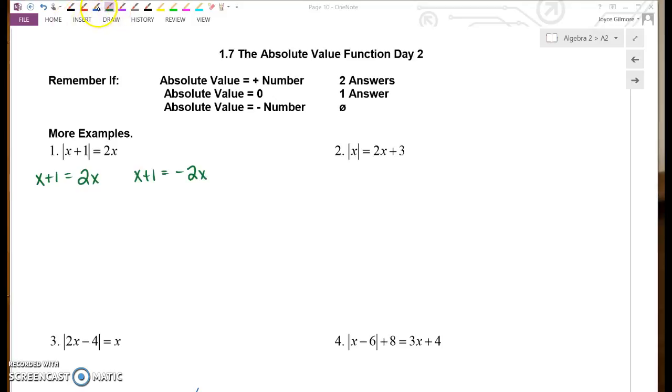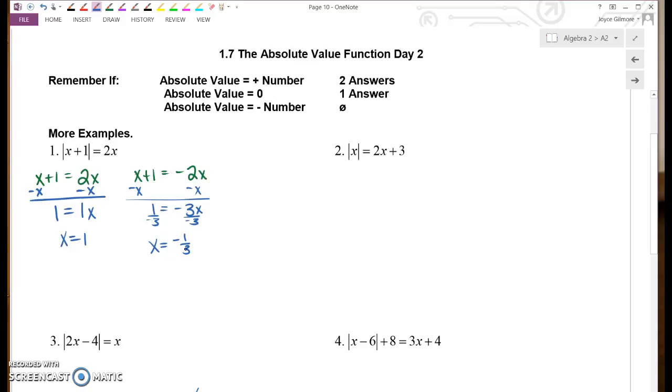And I'm going to solve this equation by subtracting x on both sides to get 1 equals, what is that, 1x? So x equals 1. That's one of my solutions. The other equation, I would subtract x on both sides. So x equals negative 1/3.